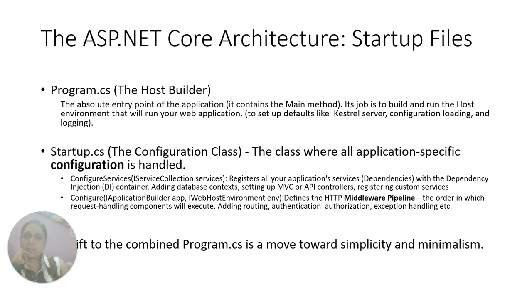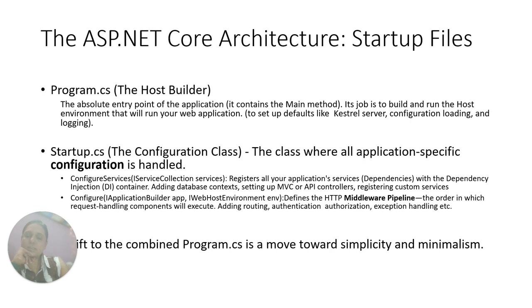To talk a bit about the architecture, we'll talk about the starter files. So the program.cs file is the entry point of the application, and it contains the main method, and it is used to run and build a host environment that will run our web application. And we have the startup class, which is also the configuration class, where all the application specific configuration is handled.